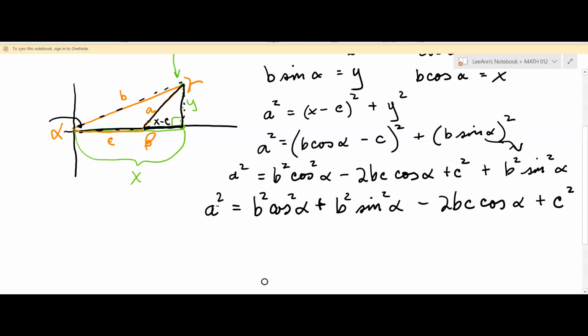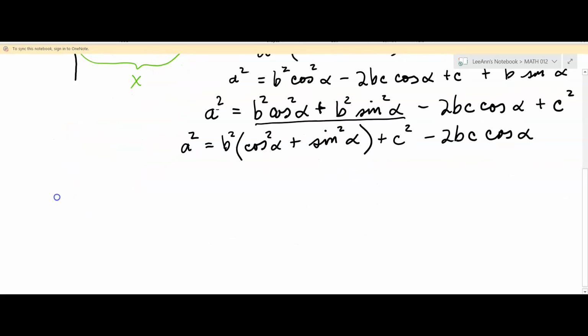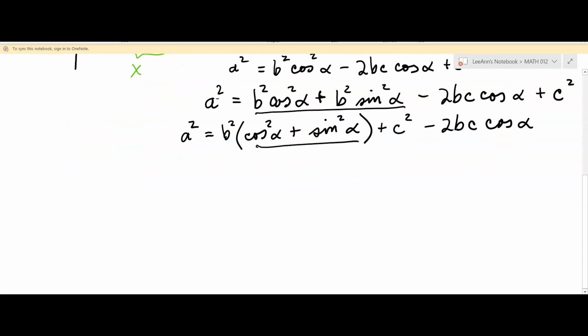Okay, so if I look just at this part, I can factor out a b squared, and then I have cosine squared alpha plus sine squared alpha. And then I'm going to do a little rearranging. I'm going to put the plus c squared and then minus 2bc cosine alpha. So we're almost done because this is just 1, right? So you have a squared equals b squared plus c squared minus 2bc cosine alpha.